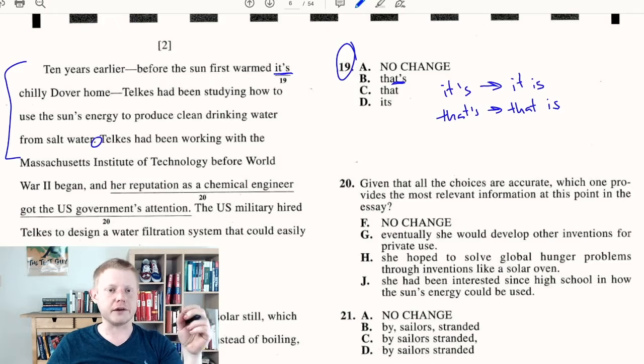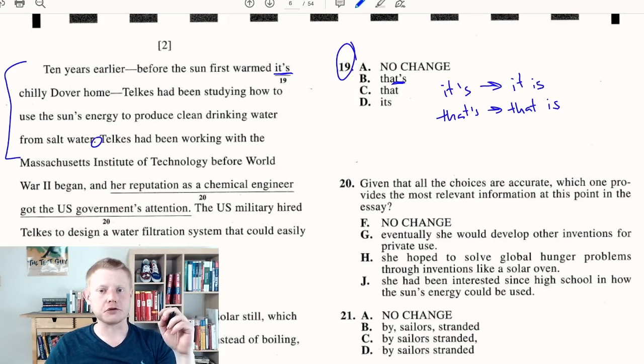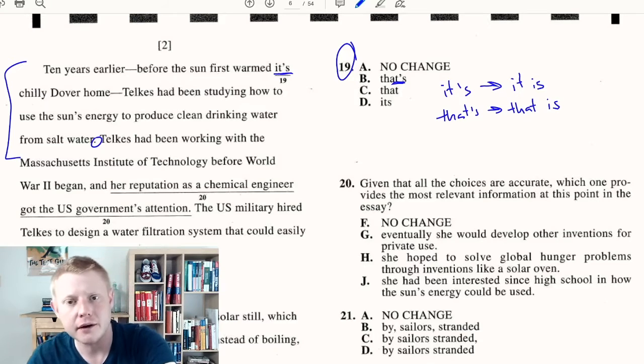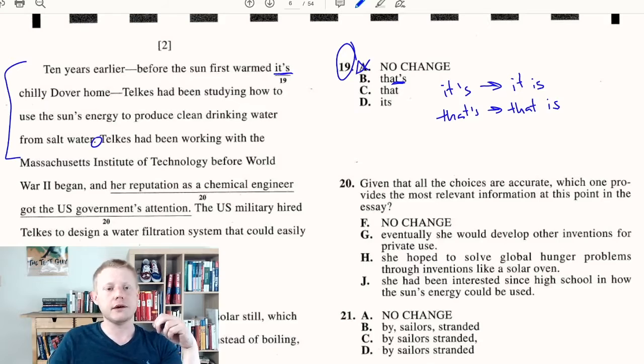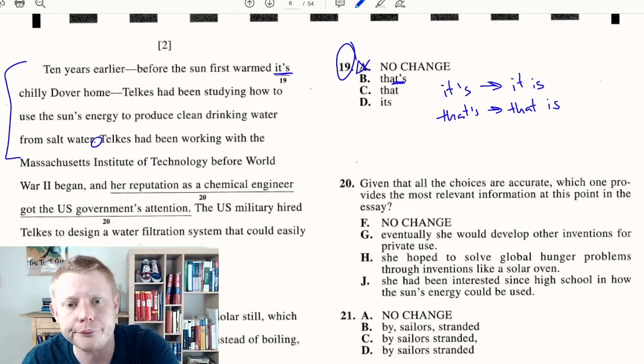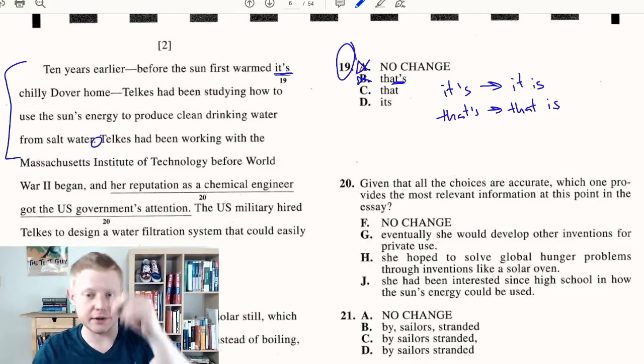So try it out. Ten years earlier, before the sun first warmed, it is chilly Dover home. Ooh, I had a hard time getting that one out, to be honest with you. That's really awkward. That is doesn't need to be there. I'm going to go ahead and get rid of A. And most of you are probably saying, go ahead and cut B too, but I'm going to check it just to make sure. Ten years earlier, before the sun first warmed, that is chilly Dover home. Ooh, same problem. So now I'm left with C and D.